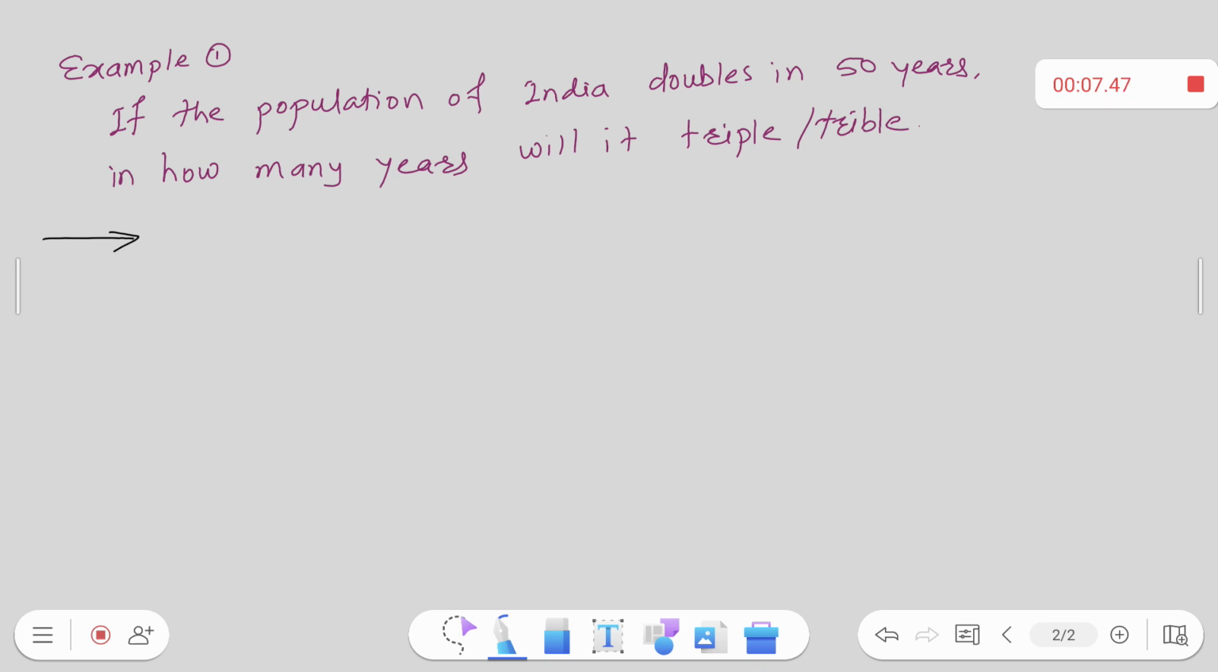So let us assume at t is equal to 0, m is equal to m0. That is the initial population of India, m0. So assume the initial population as m0 because we don't know the exact value.